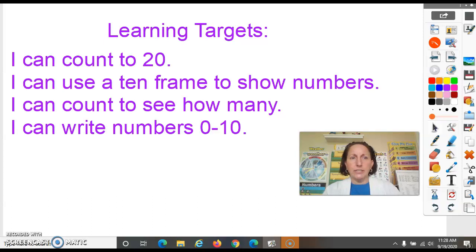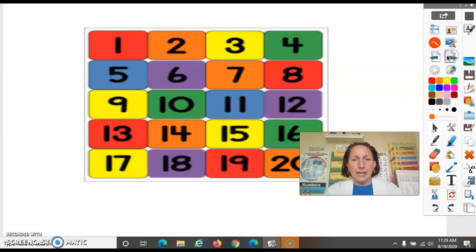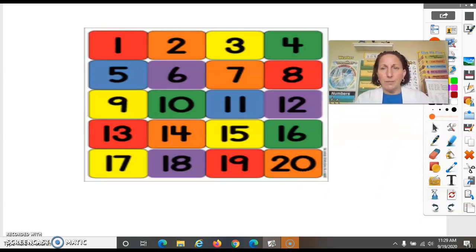Today, our learning targets are: I can count to 20, I can use a 10 frame to show numbers, I can count to see how many, and I can write numbers 0 to 10. Hopefully, today is the fourth day of this lesson. Hopefully, everybody has been practicing using those songs on the Canvas page to help you practice counting to 20. So let's take a look and just practice a quick count with me today.